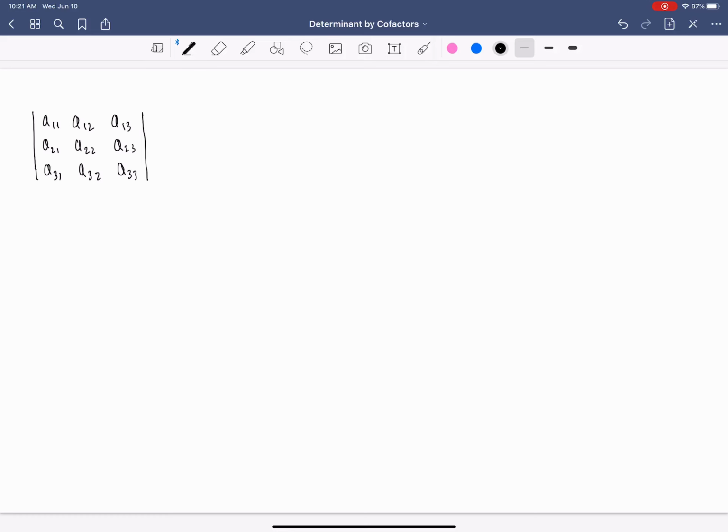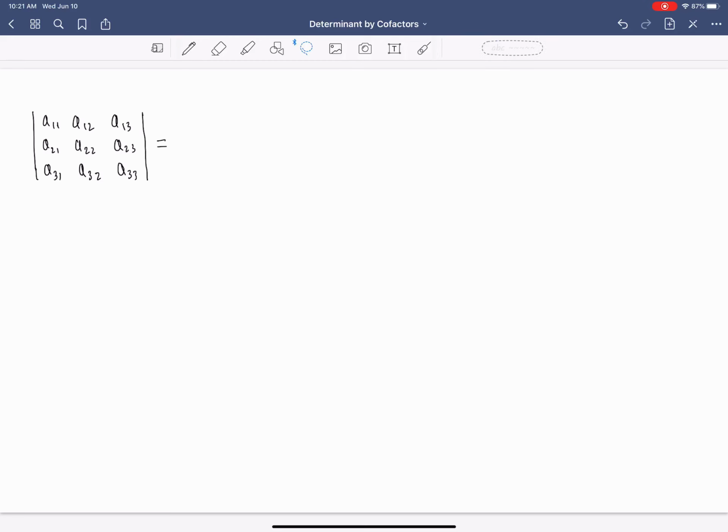Okay, linearity in the first row says that I can split this row into a sum. As long as I keep the second and the third rows the same, I have a sum of determinants. So I can write the following thing.